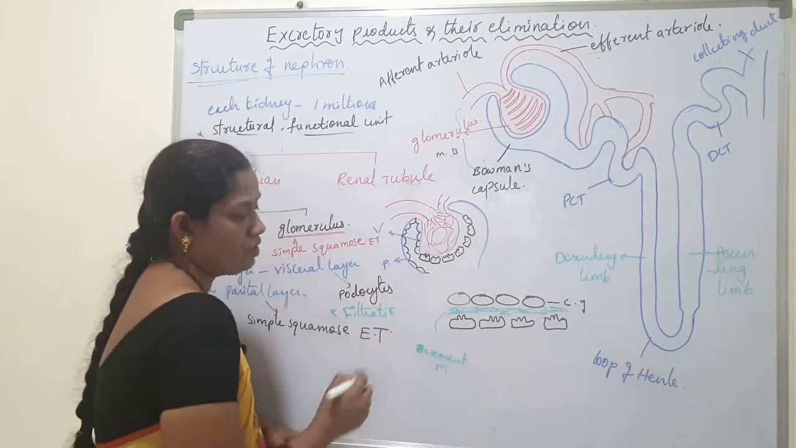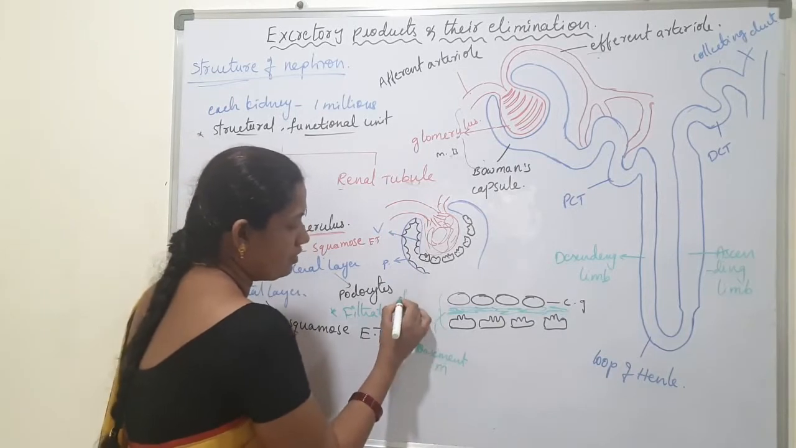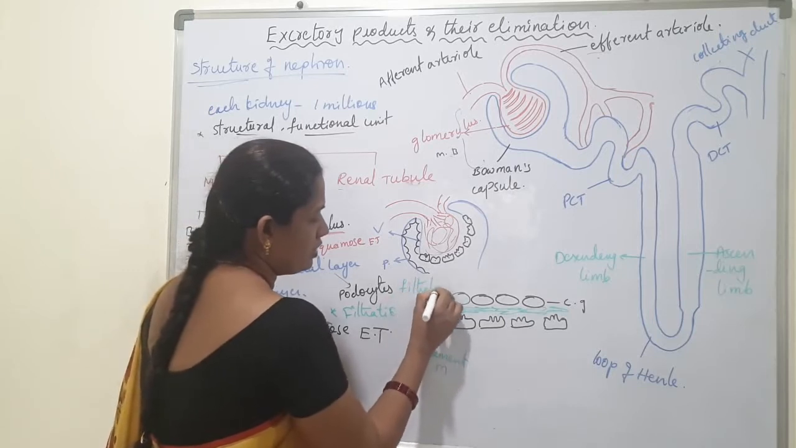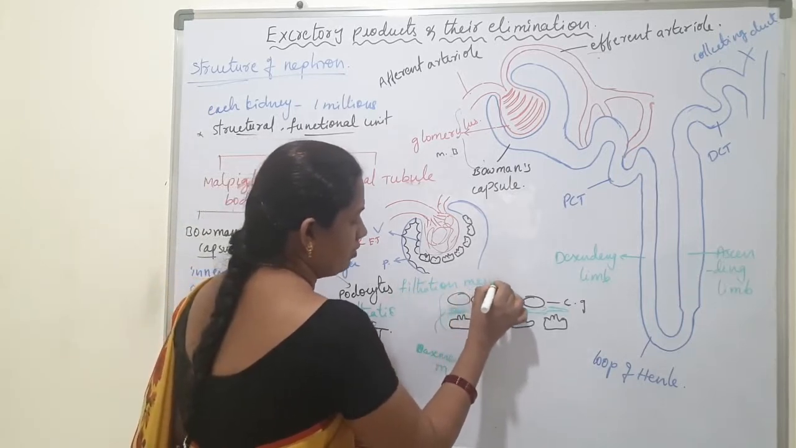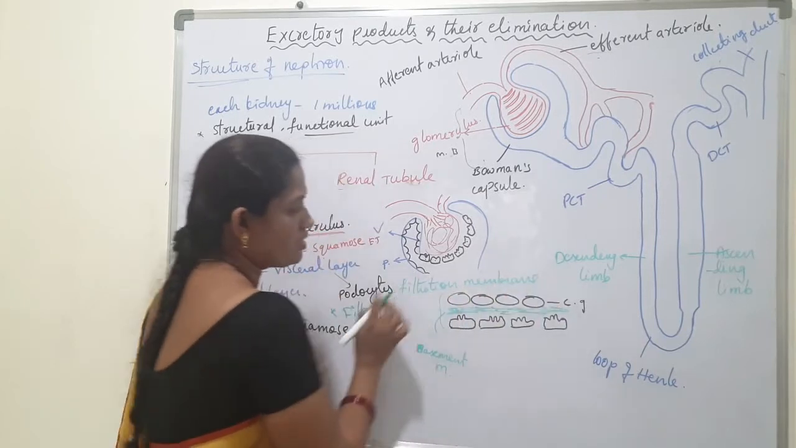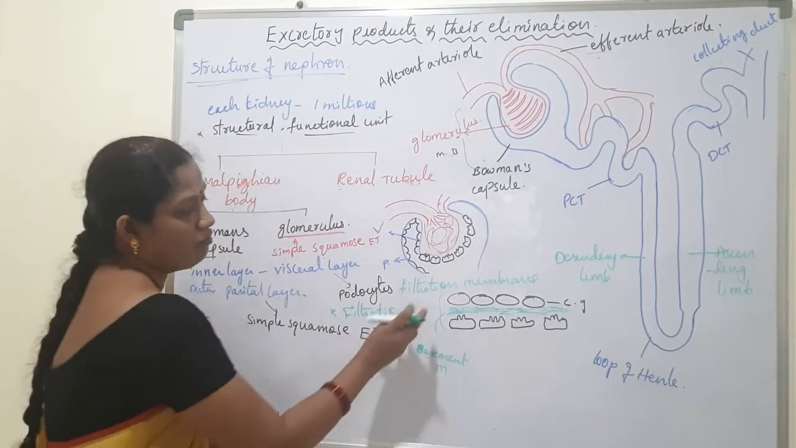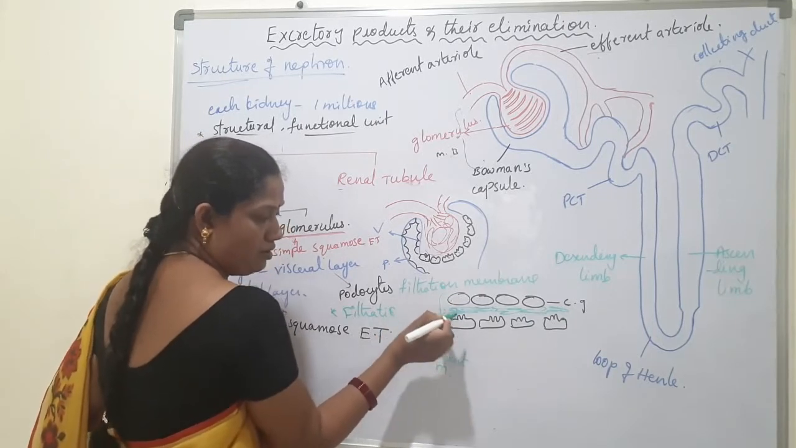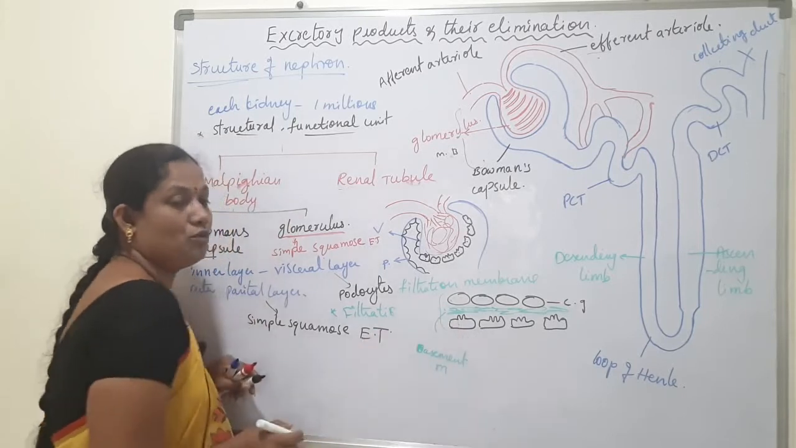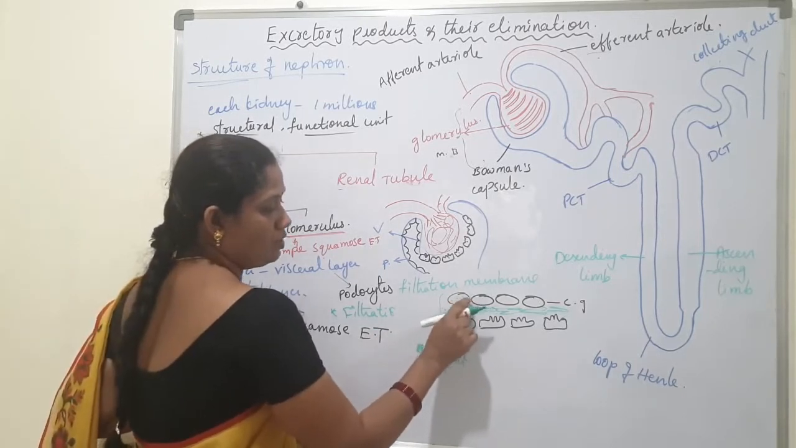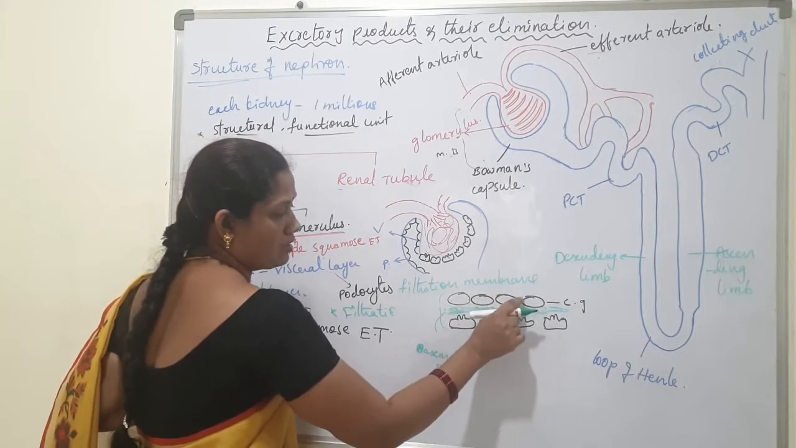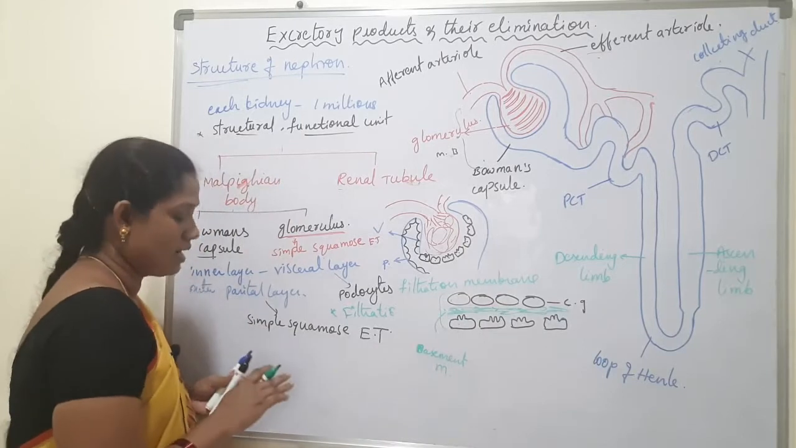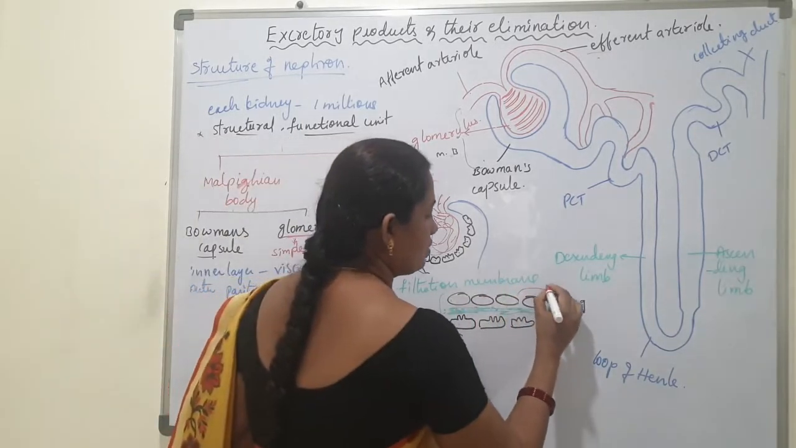This layer is called the filtration membrane. The filtration membrane is made up of three layers: the cells of the glomerulus, the basement membrane, and the podocytes of Bowman's capsule. The glomerulus cells, the squamous epithelial or endothelial cells, also have small gaps. These gaps are called fenestrations.